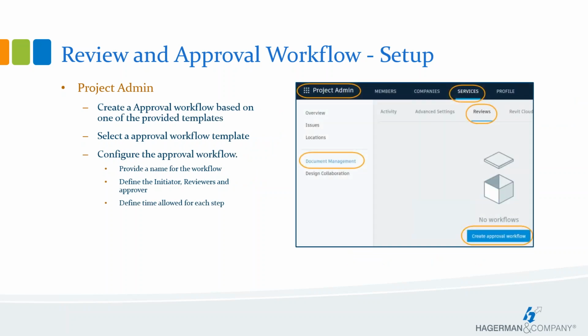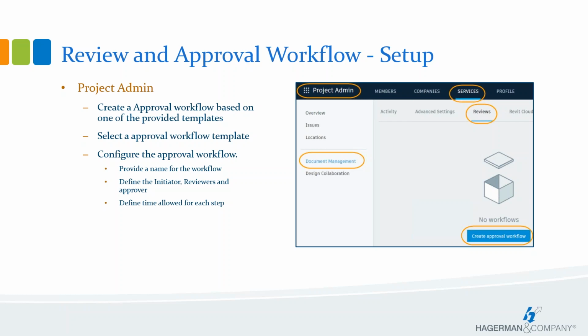To get started with creating a new review and approval template, the project admin will need to go to the project admin module to create the new approval process. In the project management module on the services tab, the project admin will select the document management service from the list. Once the document management module is selected, the review tab will be revealed.